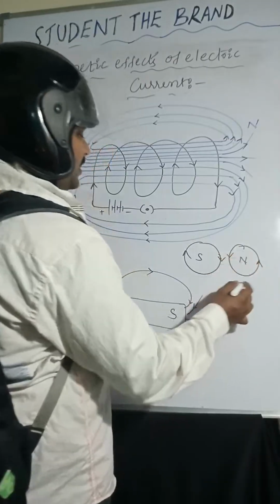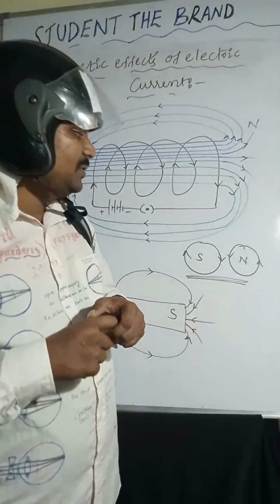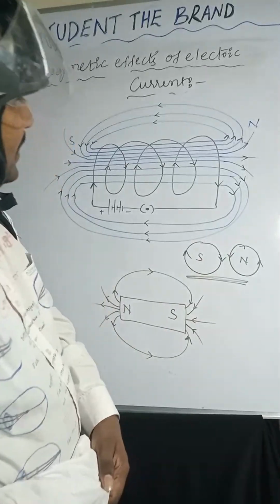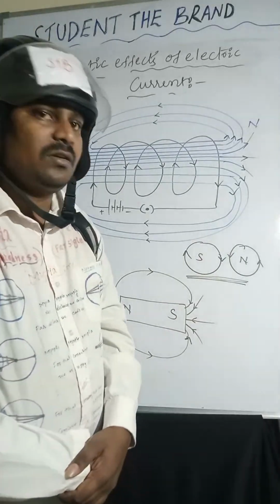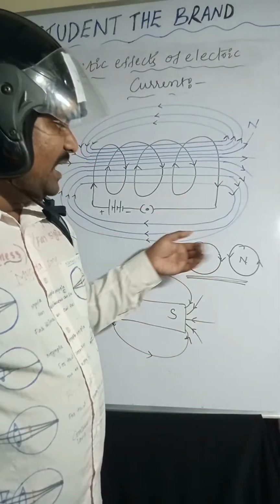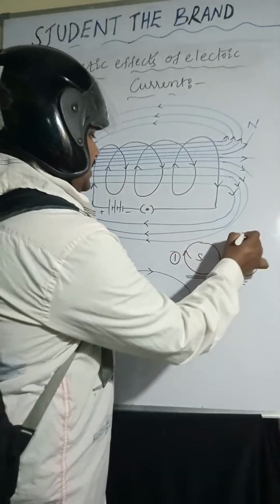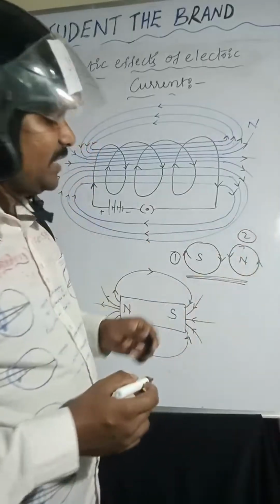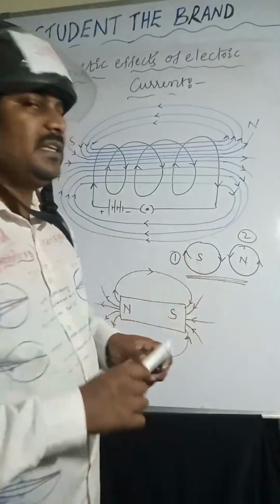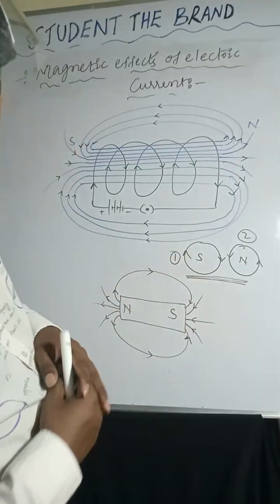So, very important, this is the clock face rule. By using the clock face rule, we can identify the poles of a current carrying conductor or current carrying solenoid. Like here, the first one is the clockwise direction, which means that is the south pole. The next one is the anti-clockwise direction, that is the north pole. Right? So that's enough.